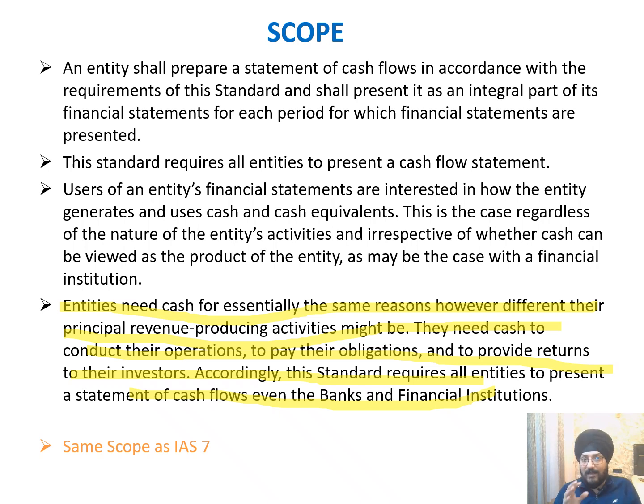But the scope is that it has to cover all the transactions. Financial statements should represent the cash flow statement as an integral part of their financials, and the cash flow statement should depict the opening balance, movement during the year, and then the closing balance. And if we talk about the differences or the similarity with the international accounting standard, the scope is the same as far as the international accounting standard is concerned. So let's quickly move to the next slide and see some of the key definitions.